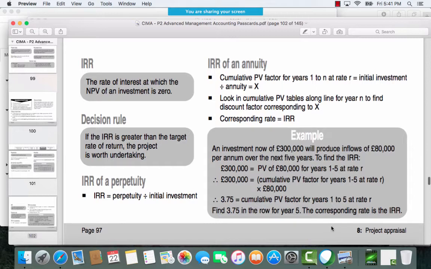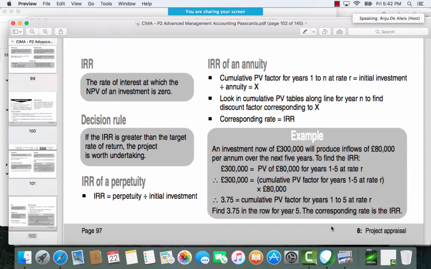What does an IRR tell you? Anybody? What does an IRR tell you? Internal rate of return. It gives you the break-even point. Basically, this is what it does, right? It gives you the break-even point at which interest rate, at which discounting factor, this will break even.